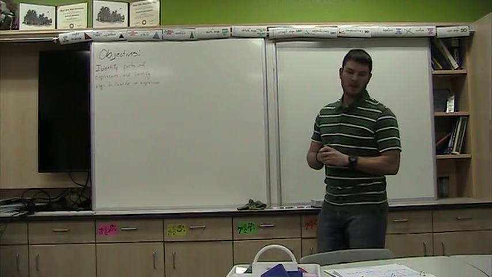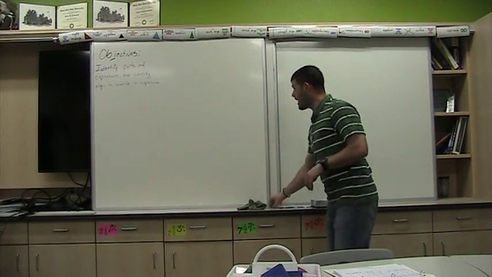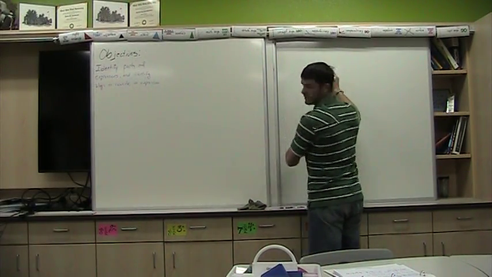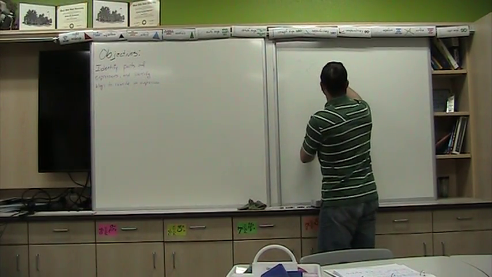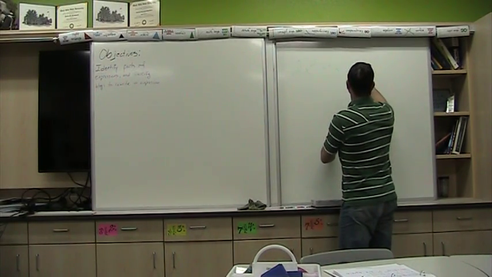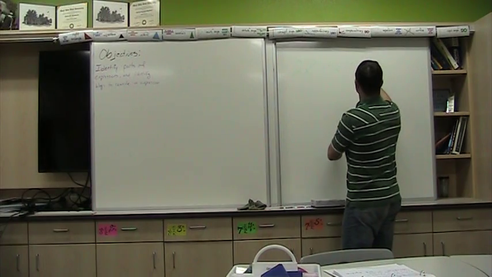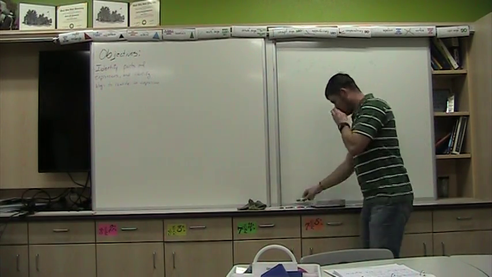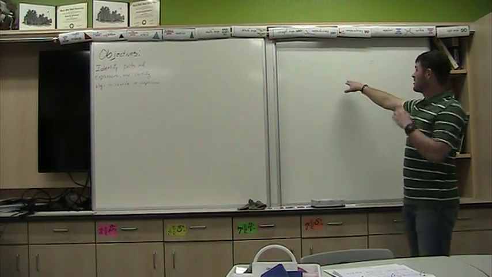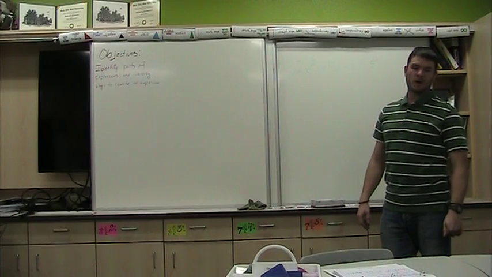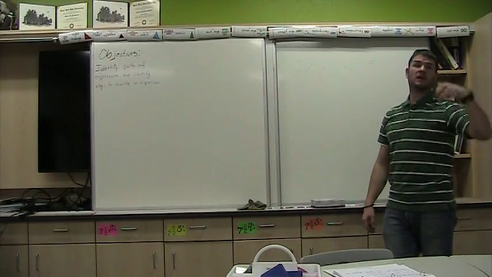So I will have 2x squared plus 4x minus 6 equals 15. Okay, so here's our expression on the board. And I want to know, what are the terms of the expression?